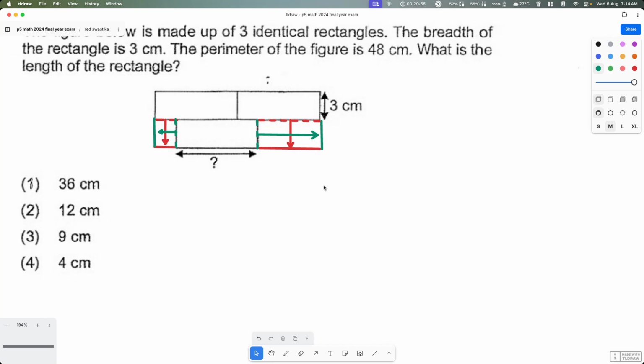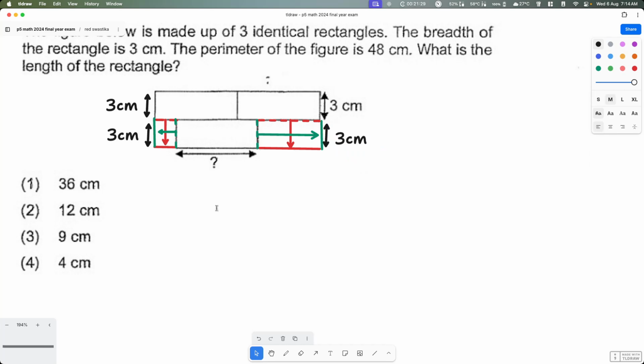So in essence, we know that this is 3 centimeters. We know this is 3 from this. We put 2 arrows like this. If this is 3 centimeters, that means this is 3 centimeters as well. We also know that this is 3 centimeters as well. Then we can find the length.